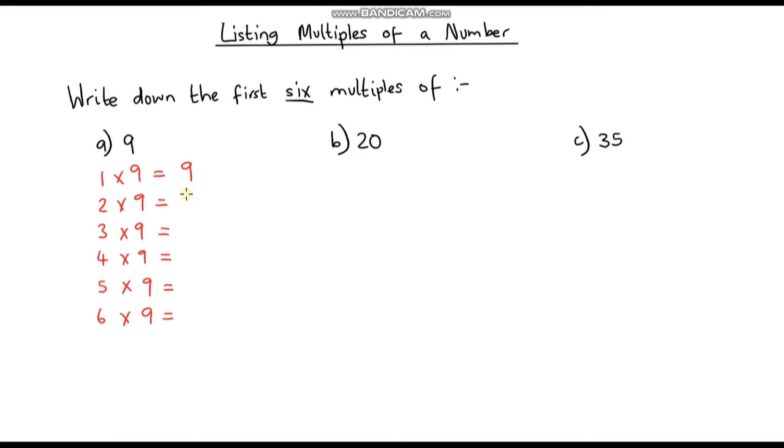So 2 times 9 is 18, 3 times 9 is 27, 4 times 9 is 36, 5 times 9 is 45, and 6 times 9 is 54. So these are the first 6 multiples of 9.